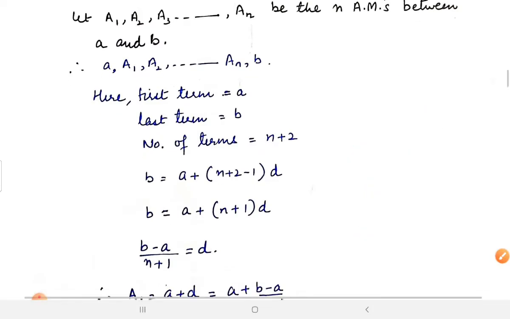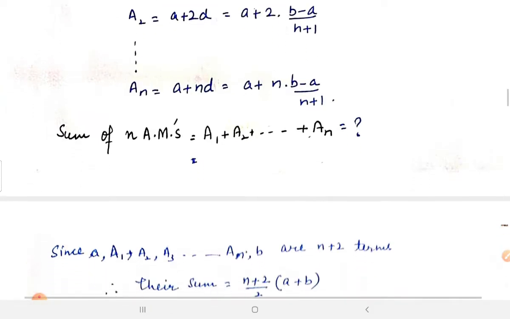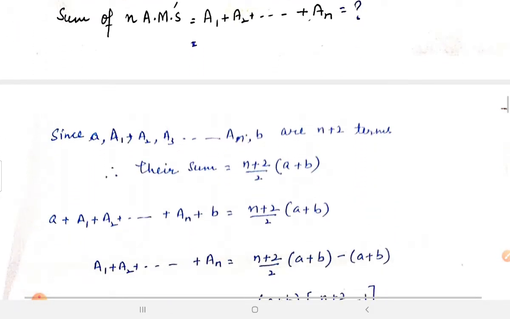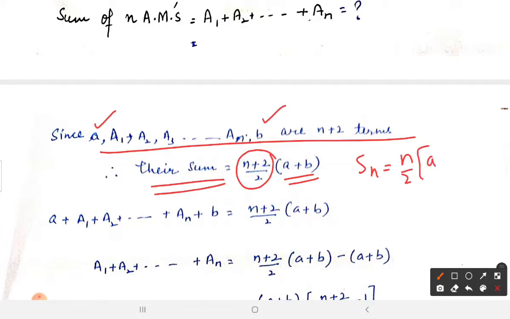Clear? Next is, how will you find the sum of these n arithmetic means, that is a1 plus a2 up to an. Since they are n terms, their sum is the number of terms, that is (n plus 2) by 2. The first term is a and the last term is b. So the sum formula is Sn equal to n by 2 times (first term plus last term). This is what we have applied.